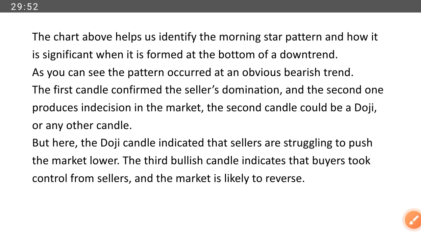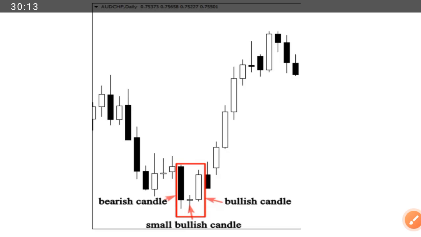But here, the doji candle indicated that sellers are struggling to push the market lower. So the third bullish candle indicates that buyers took control from sellers and the market is likely to reverse. As you can see in that chart, price went up after the formation of the morning star pattern.